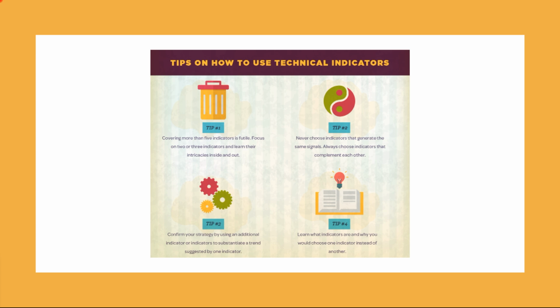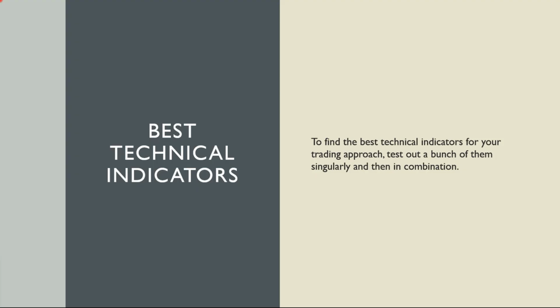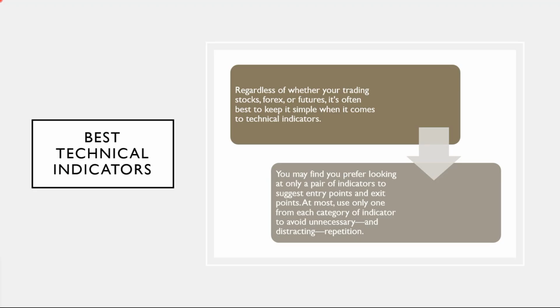Confirm your strategy by using additional indicators to substantiate a trend suggested by one indicator. Learn what indicators are and why you should choose one indicator instead of another, and understand that indicator inside and out. To find the best technical indicators for your trading system, test out a bunch of them singularly and then in combination.